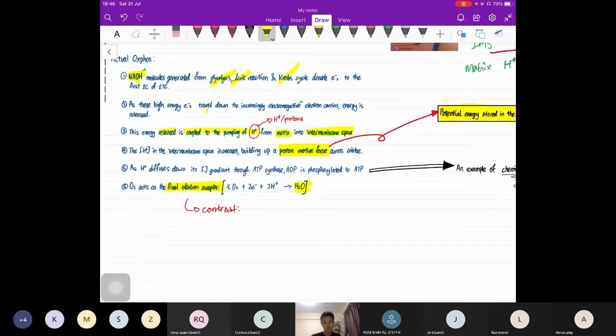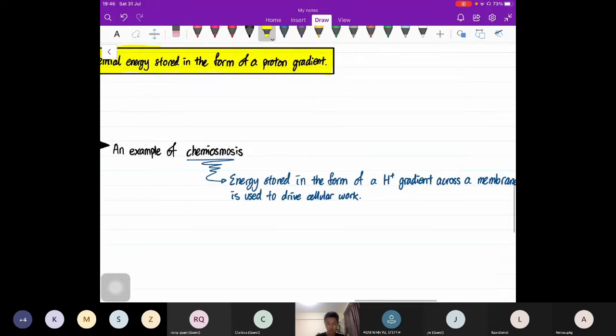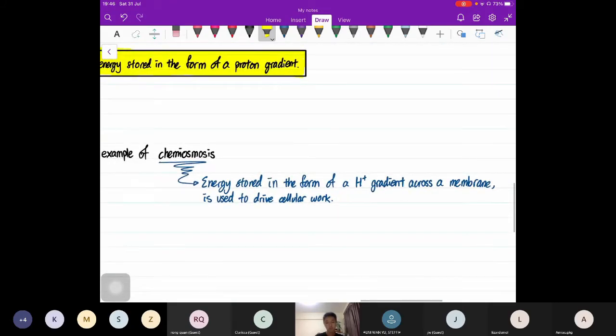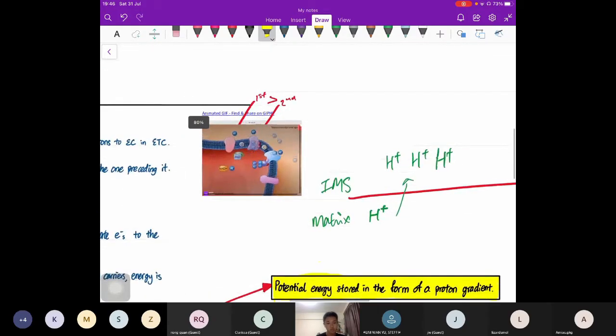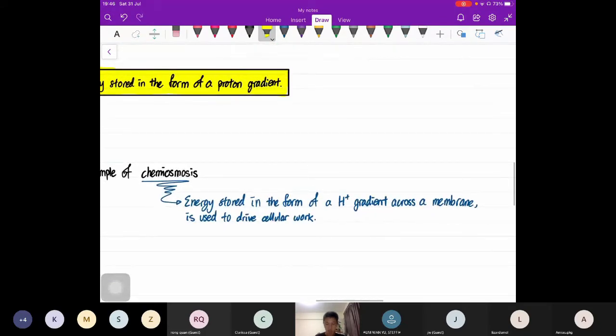As H plus diffuses down its concentration gradient, and ADP phosphorylates to become ATP, that is an example of chemiosmosis. So another question that Cambridge loves to ask is, please define chemiosmosis. Chemiosmosis is just energy stored in the form of a proton gradient across a membrane. And in this case, the membrane is your cristae, you can see in the picture, in the GIF. Across a membrane, and it's used to drive cellular work. So just break this down, simple, and you'll be able to remember what chemiosmosis' definition is.